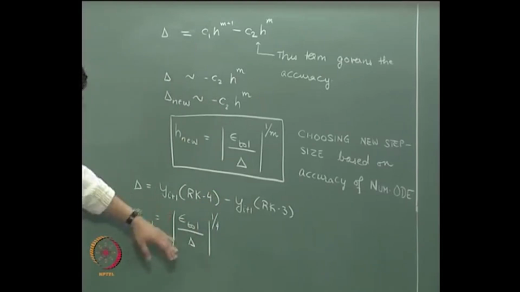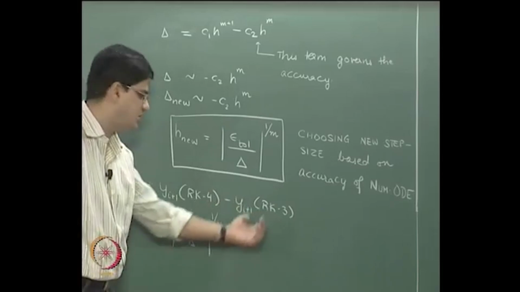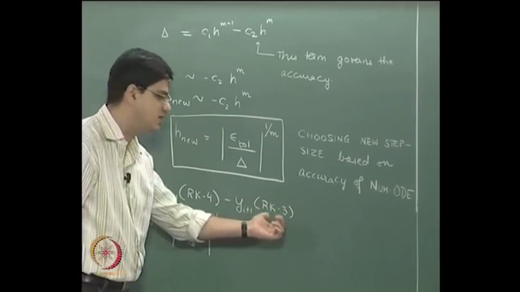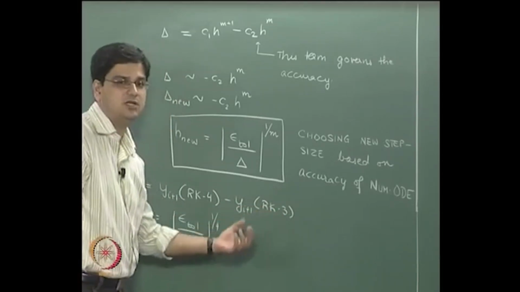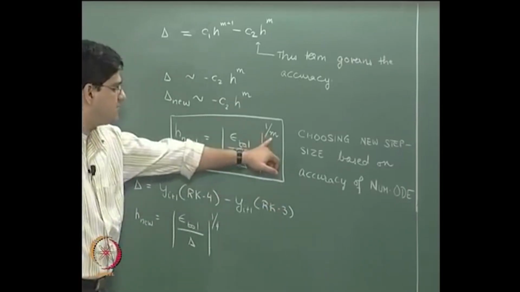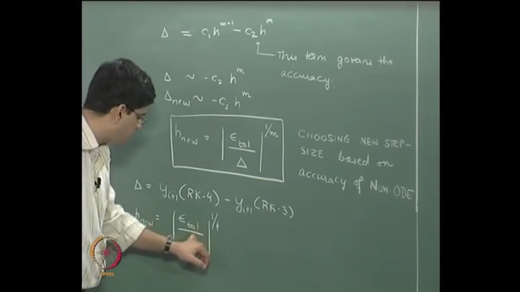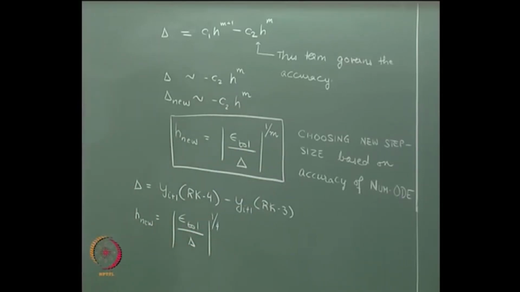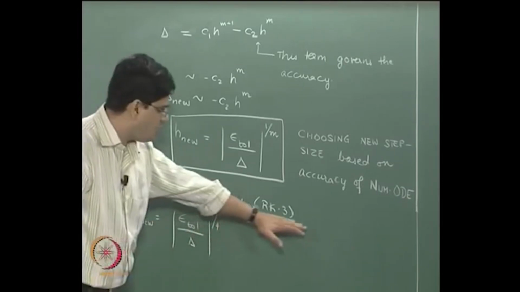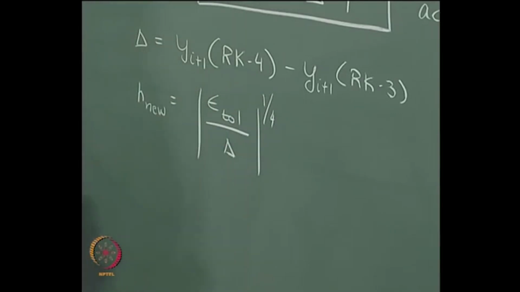Why 1 by 4? The leading error term from this difference is the error term because of the less accurate method, RK3 method. RK3 method has a local truncation error of h to the power 4, that means m over here is equal to 4. So the h_new is going to be equal to epsilon tolerance divided by delta. Okay. So this is one way of doing adaptive step sizing.